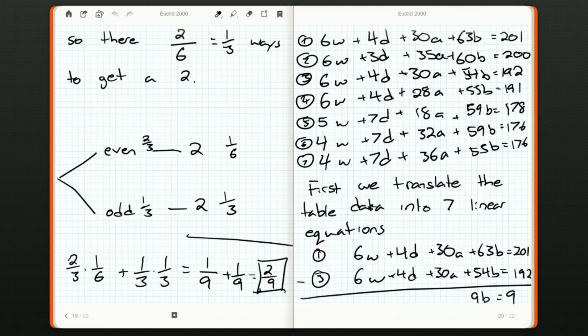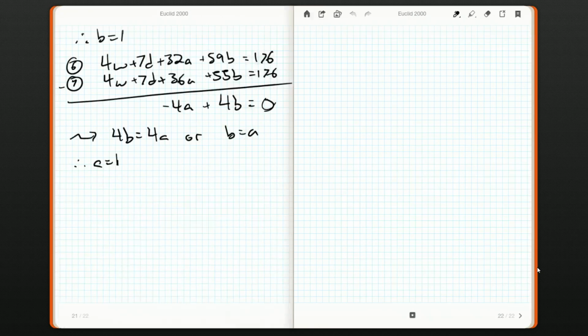So maybe we want to isolate for w. Okay, here I notice equation 5 and equation 6. They differ in their w's, but they have the same d's. So that means if I take 5 and subtract off 6, I'm going to get a single w, because 5 minus 4 is 1, but I'm going to get no d's. And I know what A and B are, so I can plug in A is 1, B is 1, and the rest of the equation becomes very simple, and I'll get something just in terms of W.